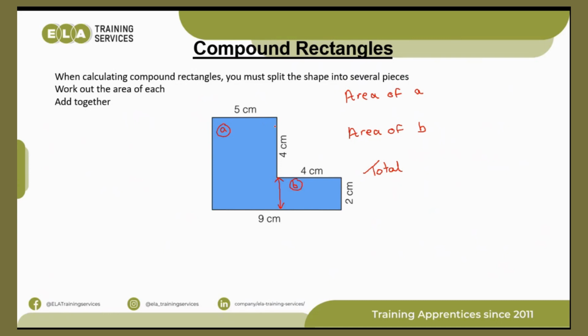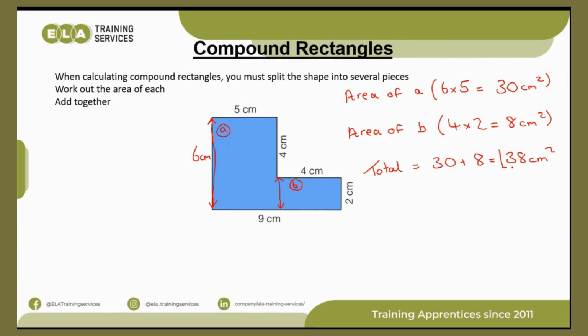So here we're not going to do 5 times 4 because that would be where it was cut off here. We need to know what this length is. So as before, we're going to look at the opposite side. All the way down, we know is 4 and 2. So this missing length must be 6. Now we can work out the length and the width, so we can work out the area. So 6 times 5 is 30 centimetres squared. And then the area of B is 4 times 2, which is 8 centimetres squared. We then add them together and we get our area, so 38 centimetres squared.